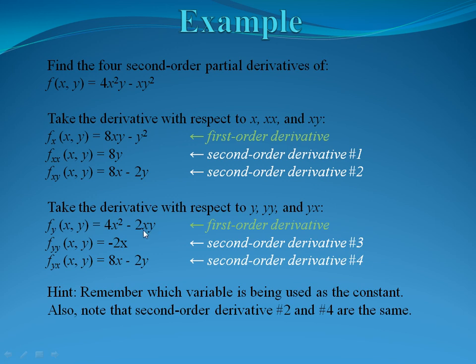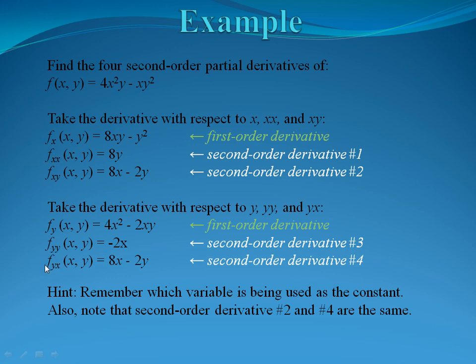The second term, we have negative 2x times y. Negative 2x is a constant. The derivative of a constant times y is just that constant. So the derivative, f sub yy, is going to be negative 2x. I want to point out here that the second partial with respect to y, f sub yy, is not the same as f sub xx.